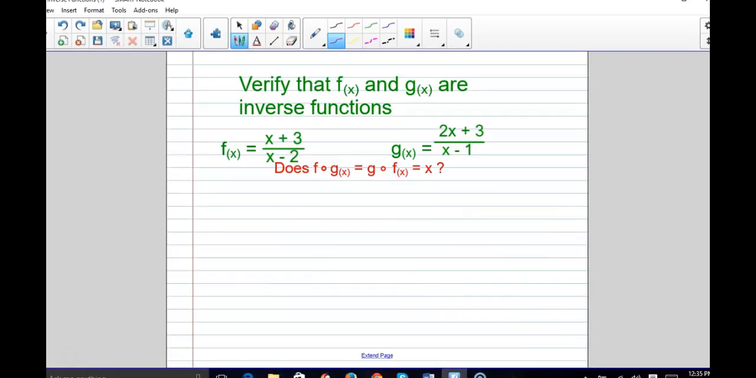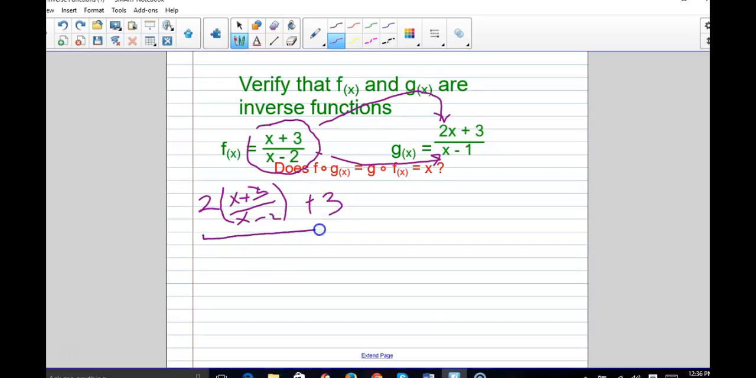Next, we'll check g composed with f. We'll take this expression right here and plug it in for x here and here and simplify. See if we get the same thing. That numerator is going to read 2 times x plus 3 over x minus 2, plus 3, over simply x plus 3 over x minus 2, minus 1. We plug in f where we saw x in g, and to simplify, we'll probably do about the same thing.